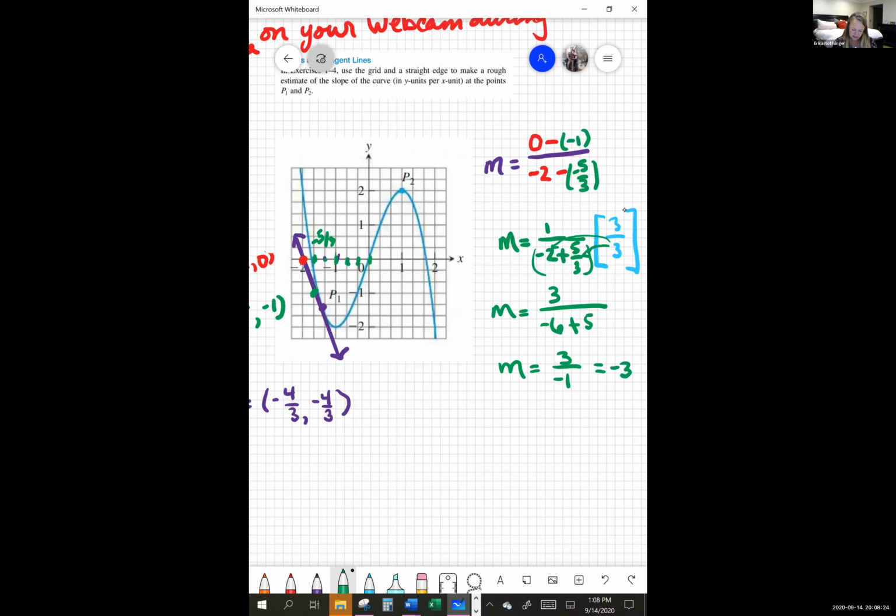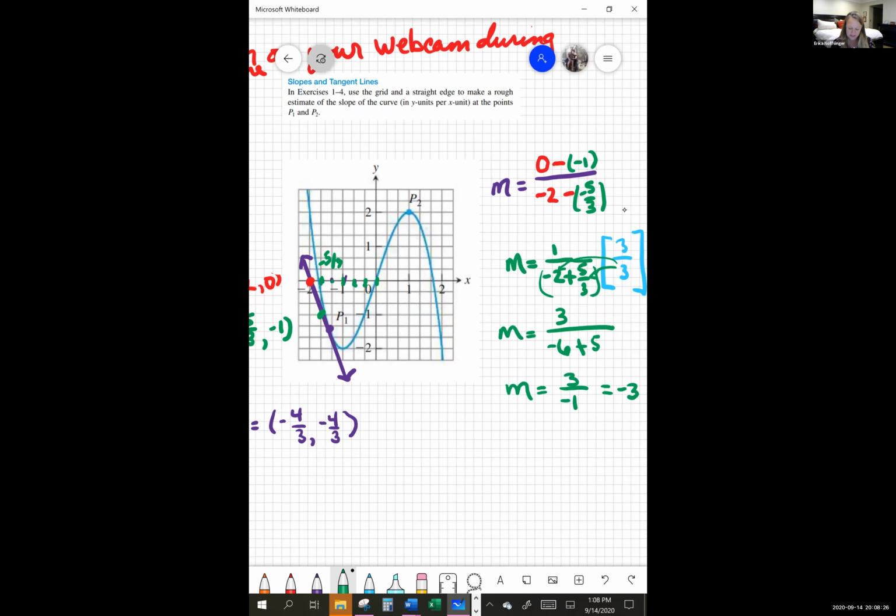And so this is what it's asking us to find: a rough estimate of the slope of the curve at that particular point, P1.